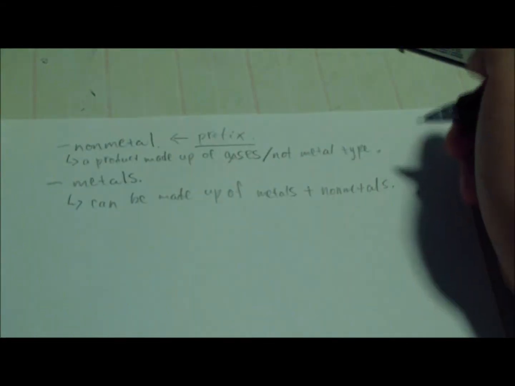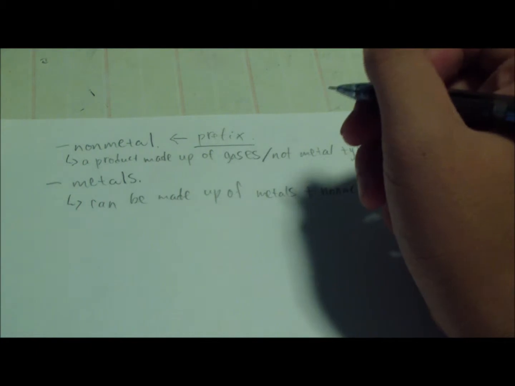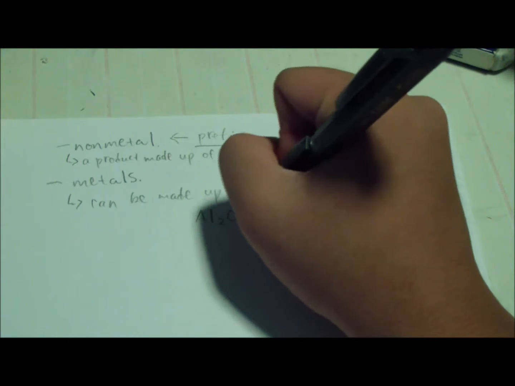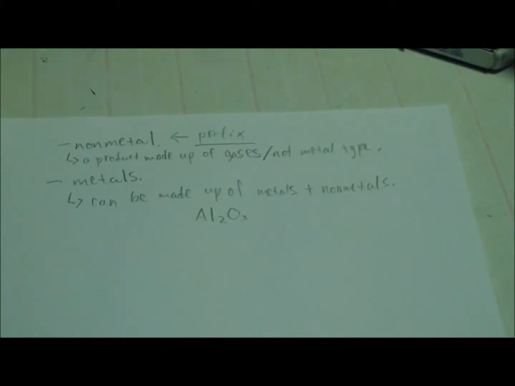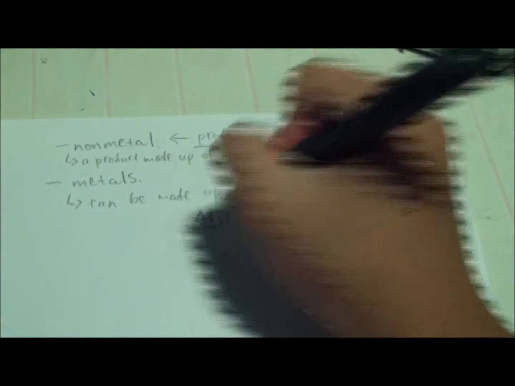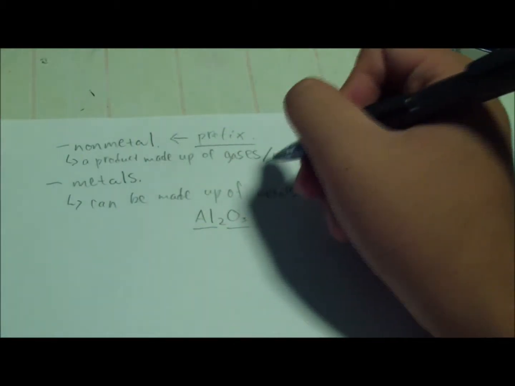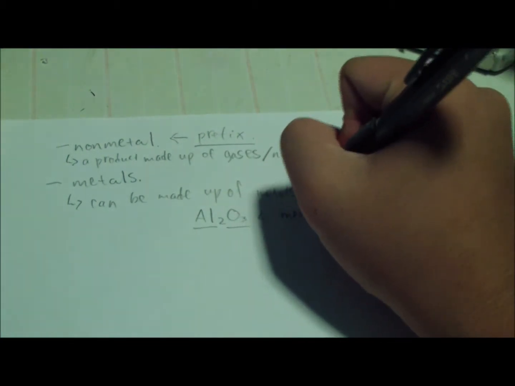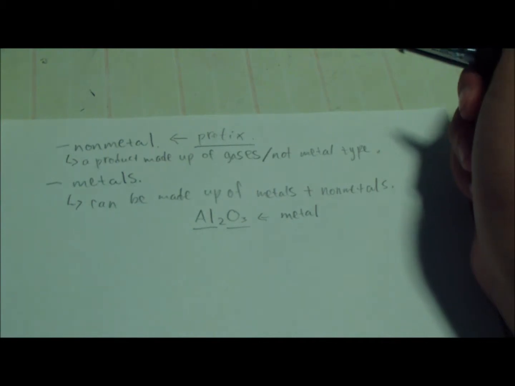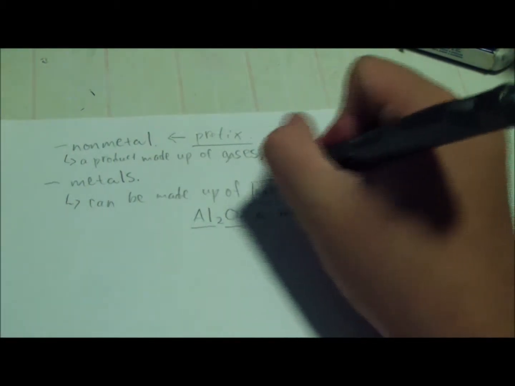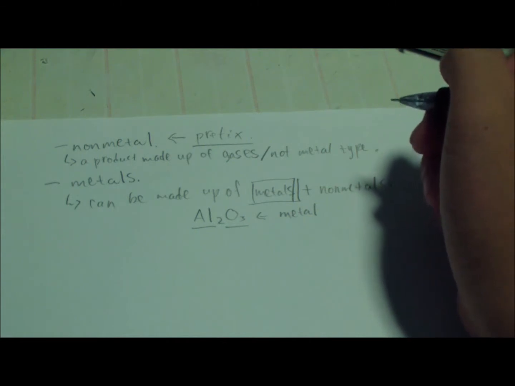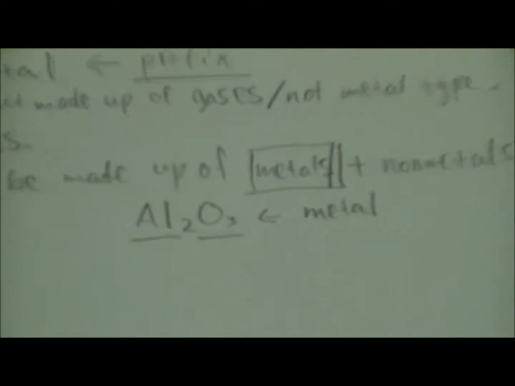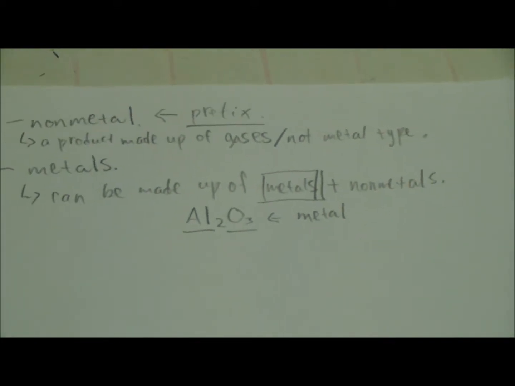So this means let's say I have Al2O3. You see right here, aluminum is a metal. However, oxygen is a gas. But it's called a metal compound because it has a metal in it. And then another example of non-metal.